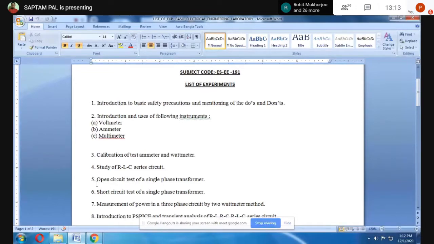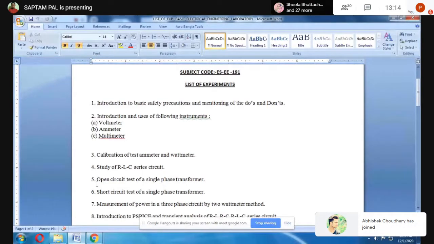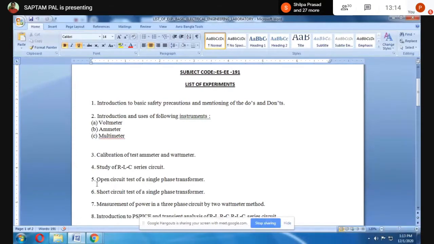And the next experiment, number 6, is the short circuit test of a single phase transformer. The short circuit test is conducted at rated current. The rated current of our transformer is 4.33 ampere, so we take only one reading at 4.33 ampere. The high voltage side will be connected to the supply side, and the low voltage side will be connected to an ammeter.